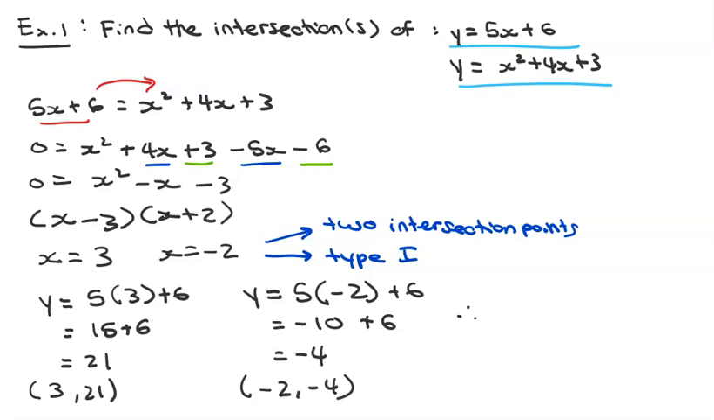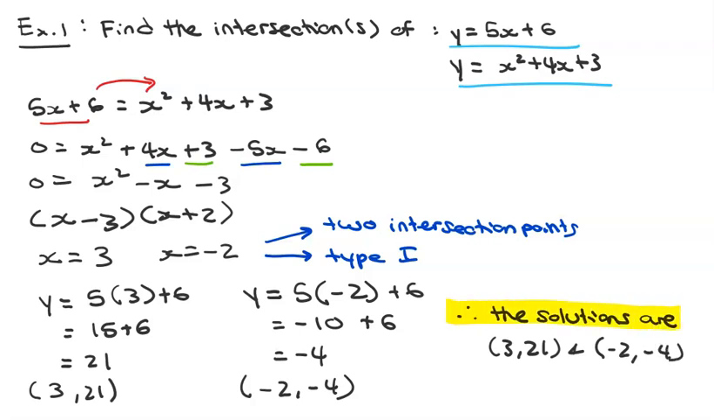So we can say, therefore, the solutions are 3, 21, and negative 2, negative 4. And that's how we would solve this type of problem.